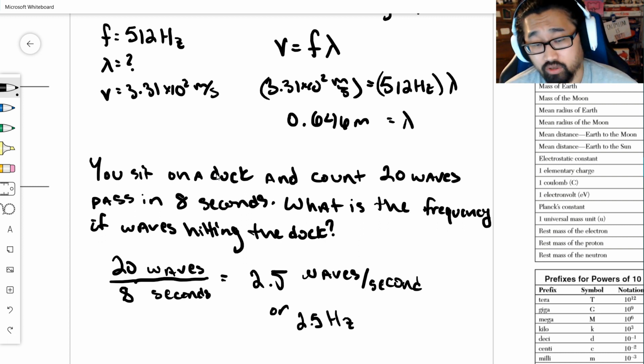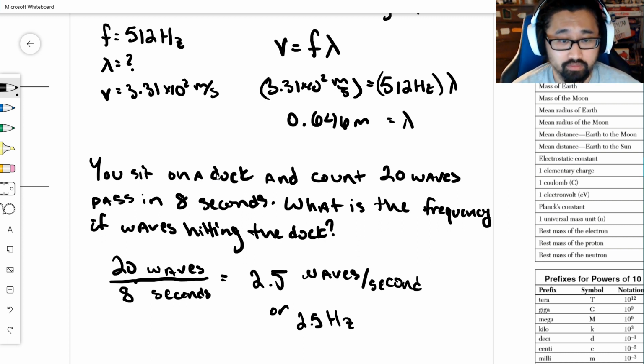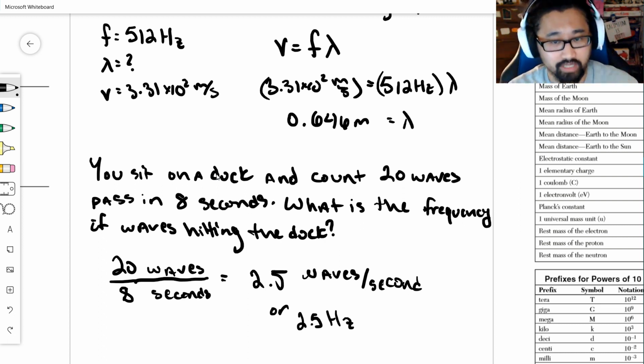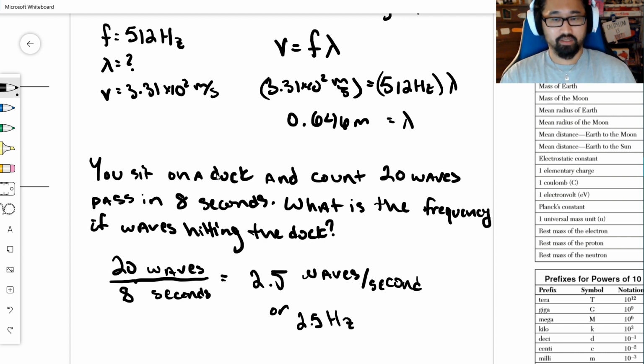You could also be asked, what is the period of the waves hitting the dock? In which case you could do 1 over that, or how long does it take for one wave to go by? So you do time divided by waves. 8 divided by 20, which is 4 over 10, which is 0.4. So the period is 0.4 seconds. It takes 0.4 seconds for a wave to go by.